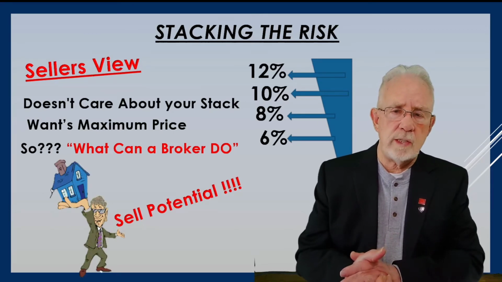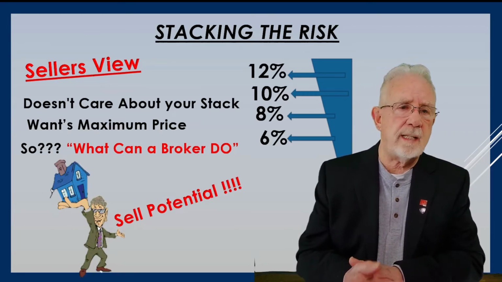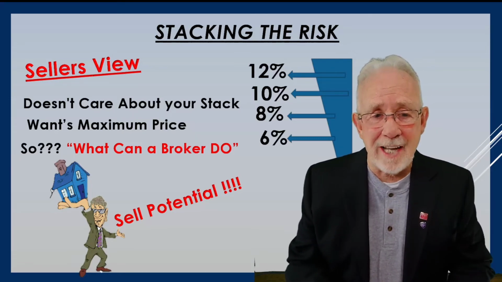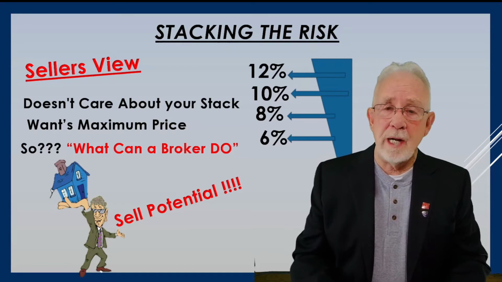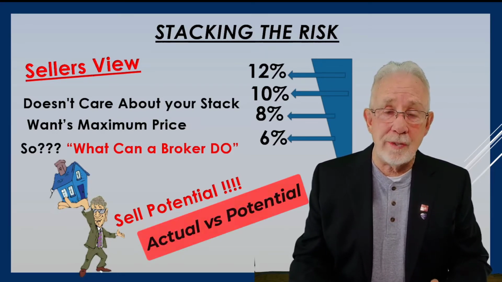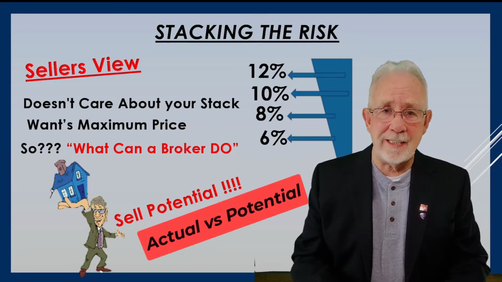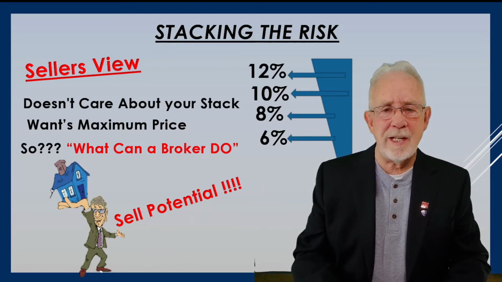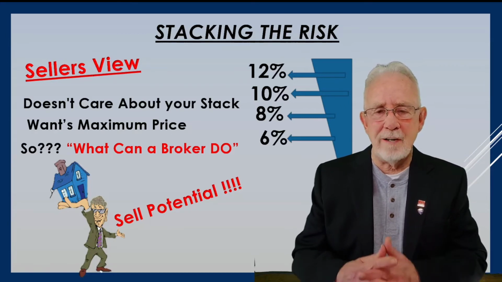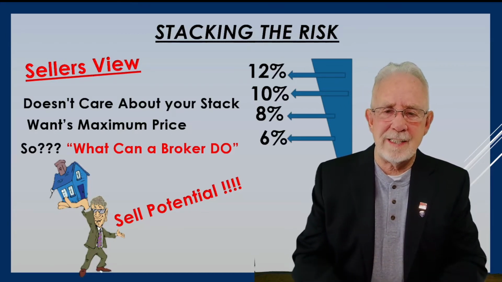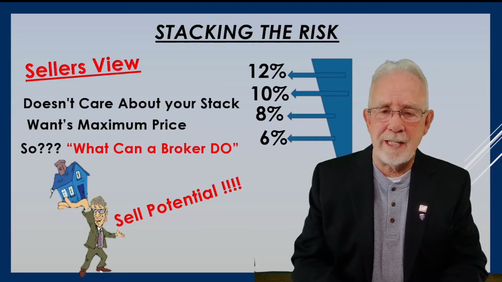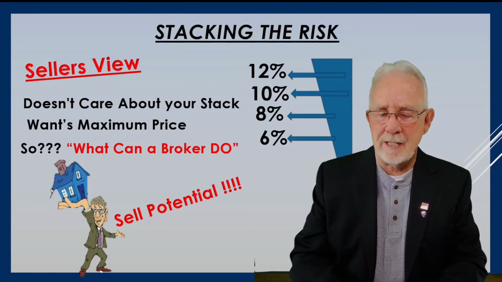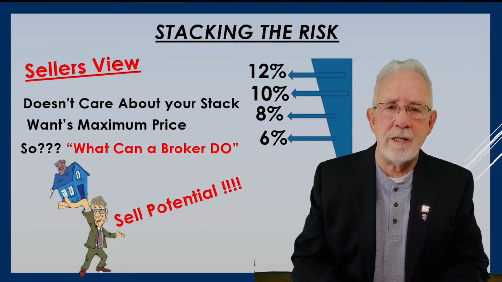So stacking the risk, what is the seller's view about stacking this risk? Well, I've found that sellers don't really care about your stack, and they want the maximum price. And that brings us back to actual income versus projected income. So when a seller says, nope, I want my maximum price, and you take all your due diligence and you figure out that this property with the rents that are coming in will only yield about a 3 or 4 or 5% cap rate, that's probably going to be a hard sell.